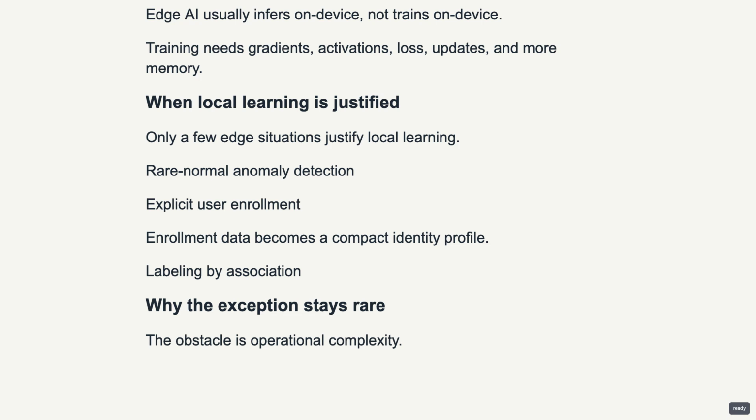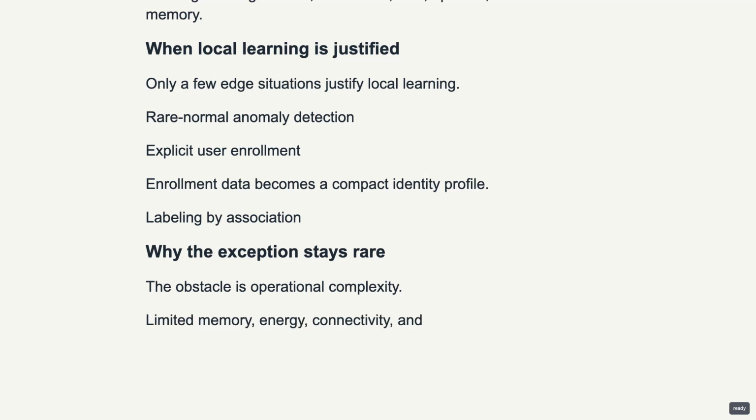A learning device has to remain predictable, maintainable, and safe while it is changing its own behavior in the field. That combination makes field training fragile. A device can drift, overfit, or become unstable, and those failures are much harder to debug than a centrally managed model that follows a controlled release process.